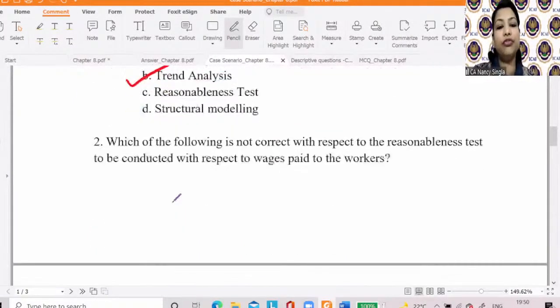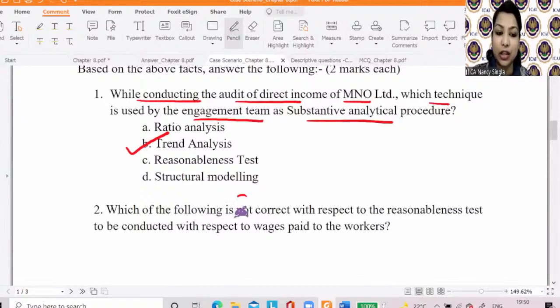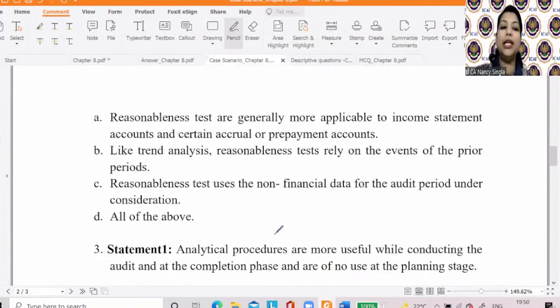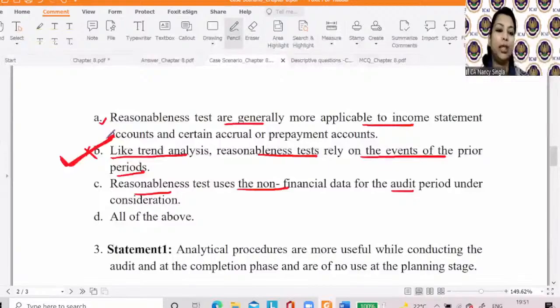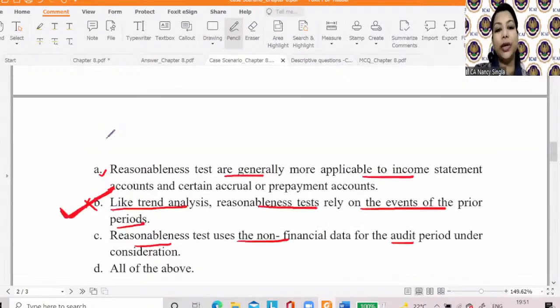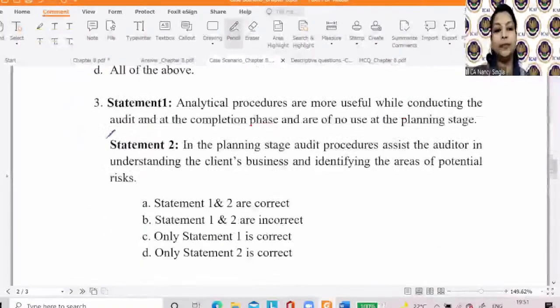With this, which of the following, now I always tell you, please read the question correctly. Which of the following is not correct with respect to reasonableness test to be conducted with respect to what? Wages. So which is not correct? Reasonableness tests are generally more applicable to income statement. ये तो ठीक लग रहा है. Like trend analysis, reasonableness tests rely on the events of prior period. ये ठीक नहीं लग रहा. Reasonableness test uses non-financial data. ये भी ठीक लग रहा है. So the answer is what? Which of the following is not correct? So the answer is what? B. है ना? Don't get confused. Read the question properly. ठीक है?